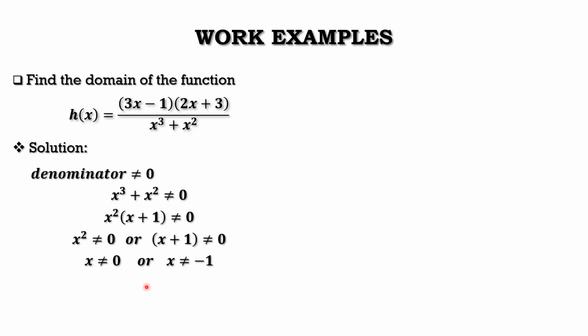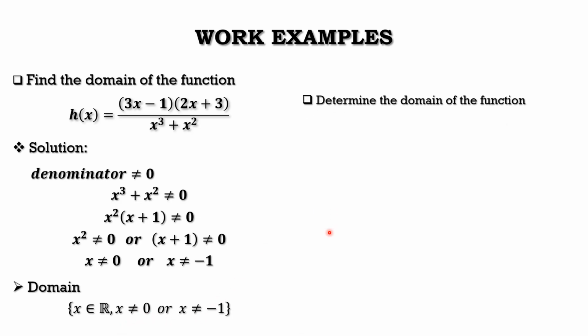It means that any moment you substitute 0 in this function, the denominator will be 0 and everything here will be math error. It also means that anytime you substitute negative 1 into this particular function, the denominator will be 0 and everything here will be math error. So if I want to write the domain, it will be such that x is a member of R, but x cannot be equal to 0 or x cannot be equal to negative 1. So this completes the solution for the domain of h of x.